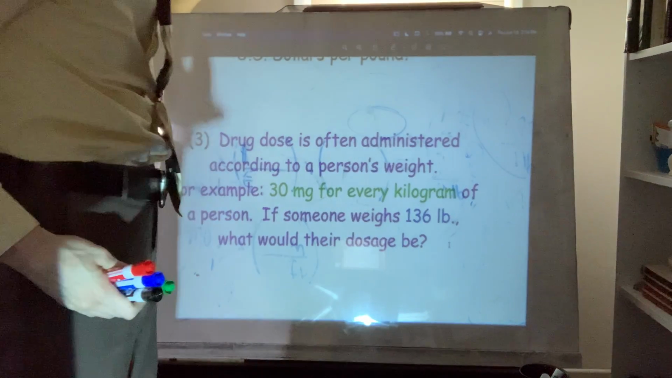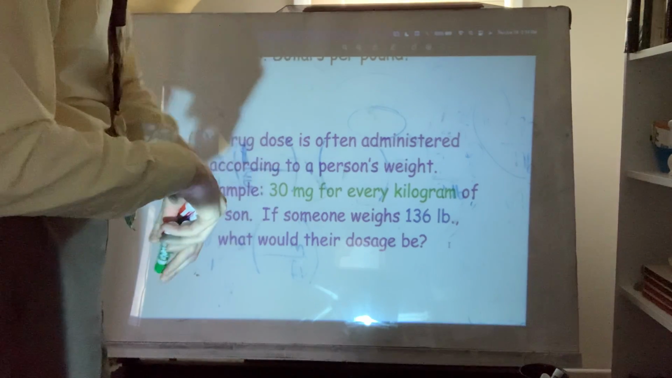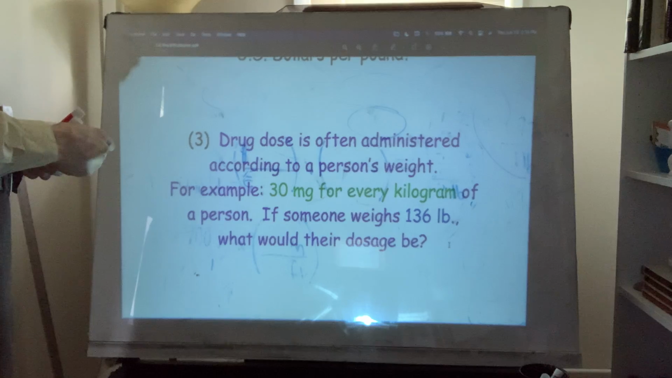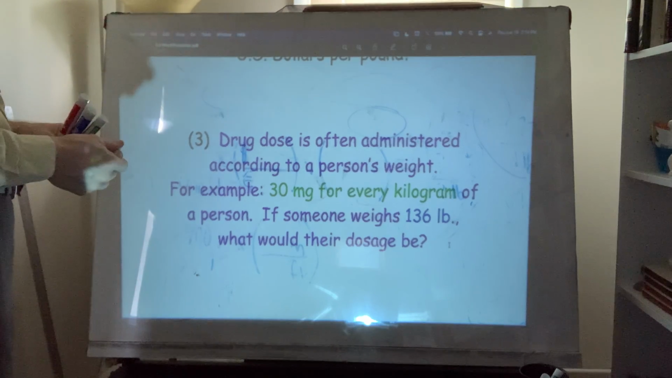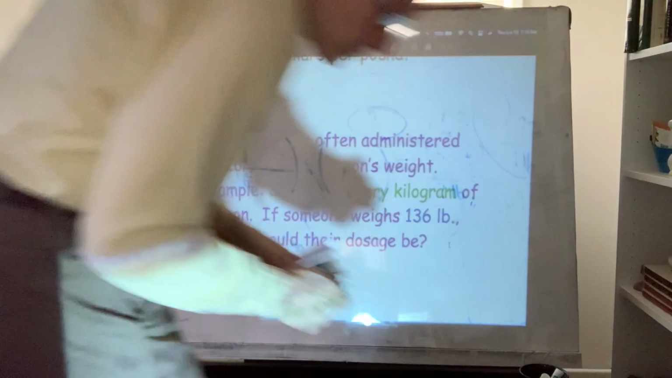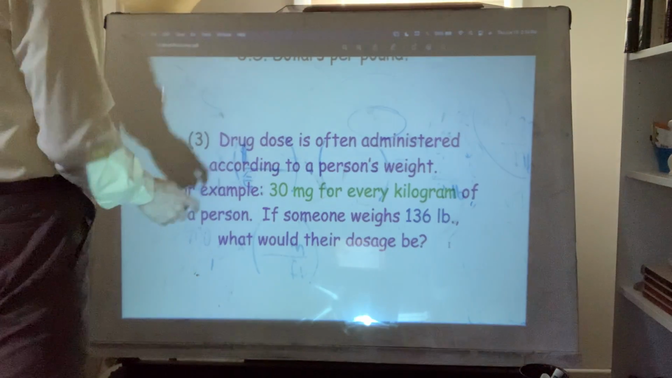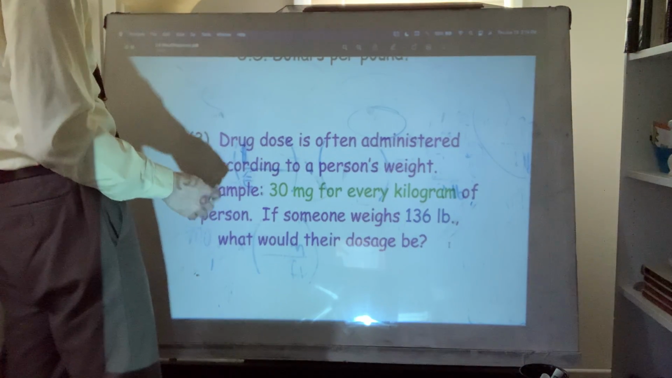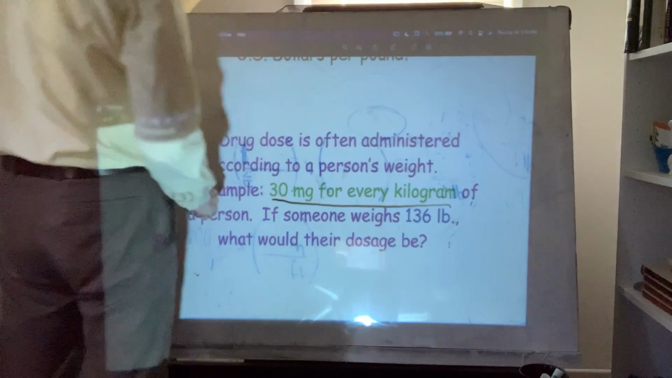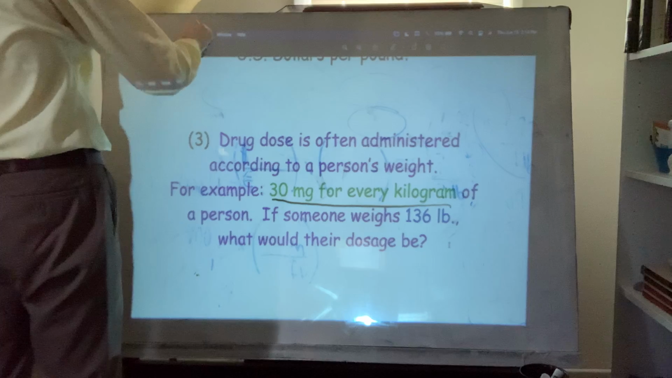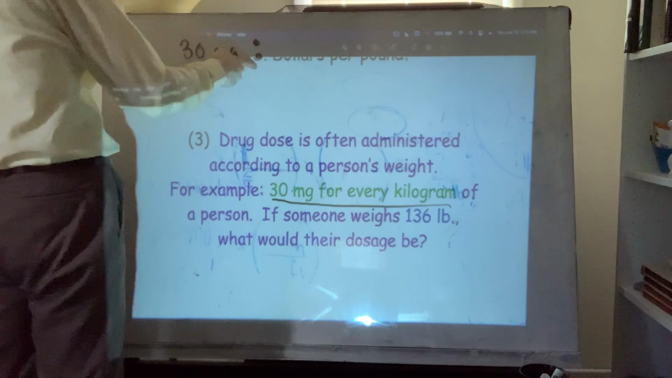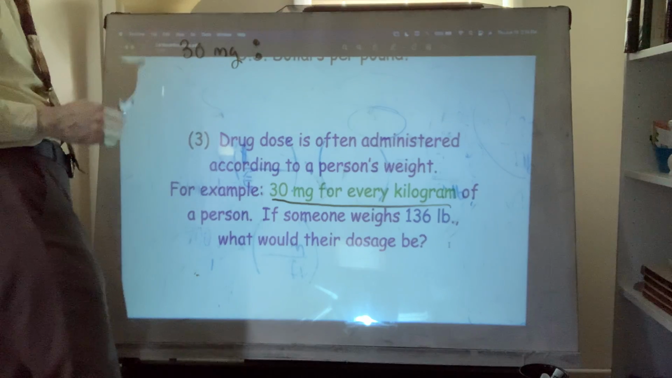So let's discuss this. I'm going to rephrase this. Essentially, they're implying a conversion factor here in green, which is why I wrote it that way. 30 milligrams is compared to, so I'm going to use the ratio symbol for just a moment.